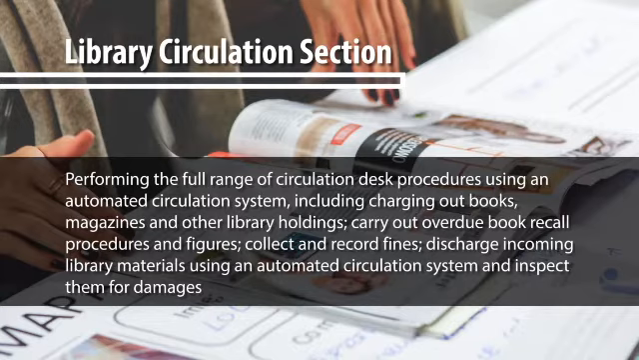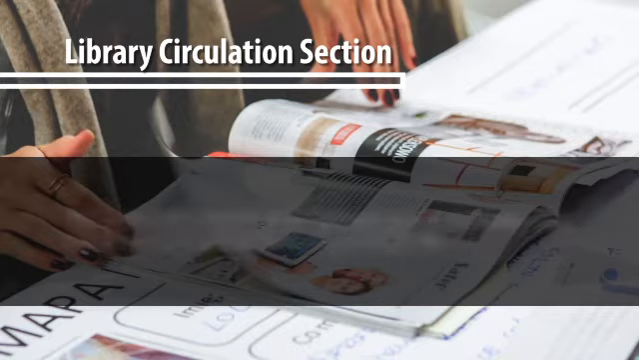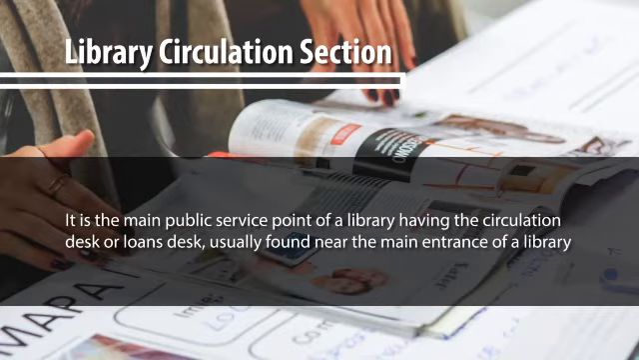Basically, the circulation is a public service point of the library, having the circulation desk. They have a loan desk, usually found near the main entrance of the library. The circulation is always near the main entrance of the library. It provides the lending services and facilities for returning the loaned items, and renewal of the materials and payment of fines are also handled at the circulation desk, as I told just now.